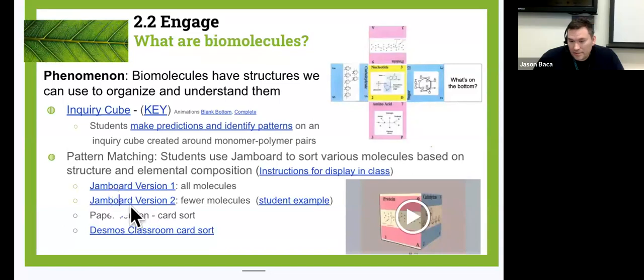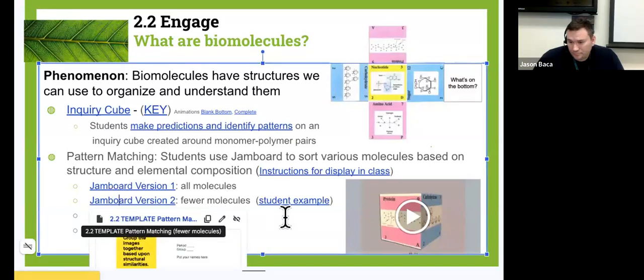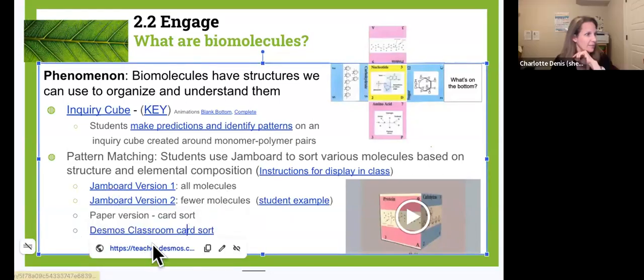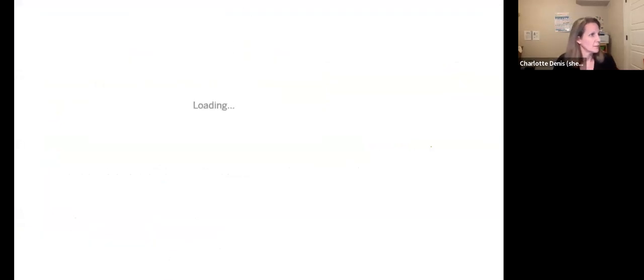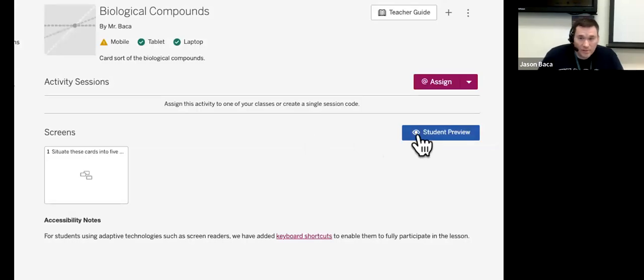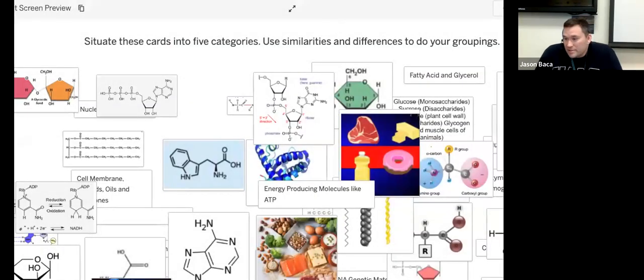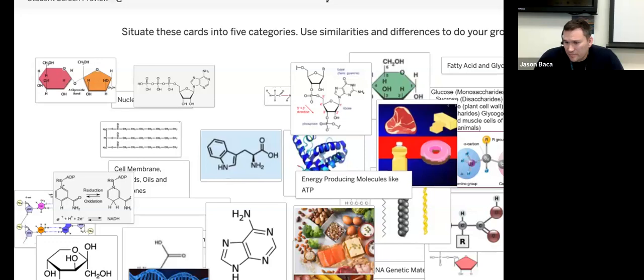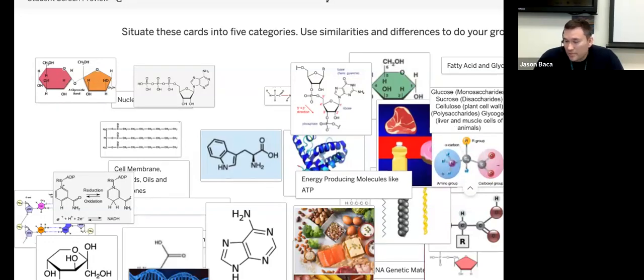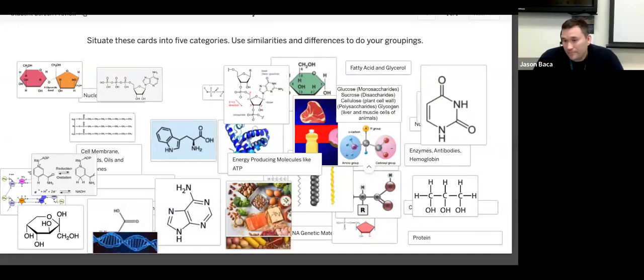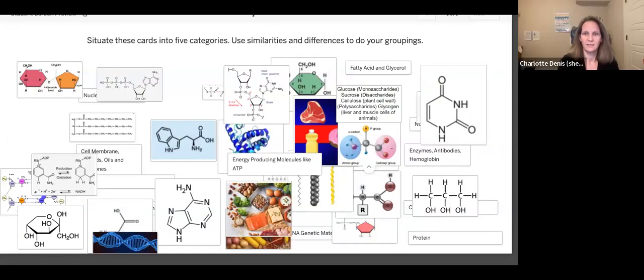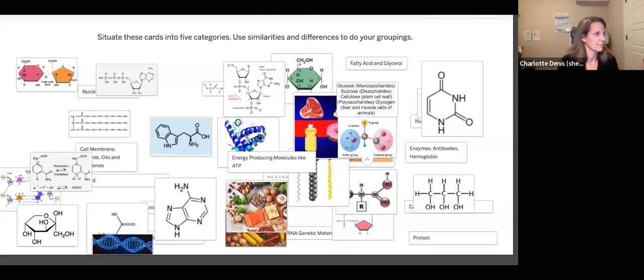And then there's also a teacher Desmos version. Oh, let me show you that. So this is something I put together again during distance learning because I couldn't pass out paper. This is the more advanced version of it, but they put them into groupings. And if you do control minus, Charlotte, it'll make it a little bit better. Yeah, I got it now, I think. So they can group them into categories.